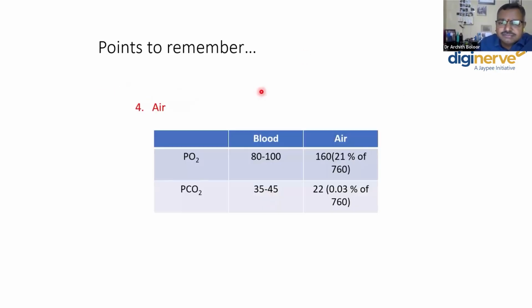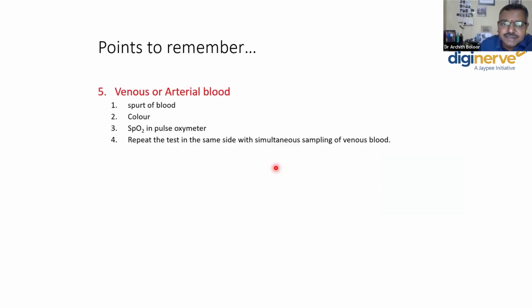If you remember, in the air the PO2 is around 160 and the PCO2 is around 22. So if an air bubble comes in, you will have values which are fallacious. The PCO2 will be lesser and the PO2 more. That would either mean the patient is on a ventilator or an air bubble has come in. Venous or arterial blood, as I told you, you can identify when you're doing it. A spurt of blood is always arterial blood. Darker blood is the color which always says it's venous blood.